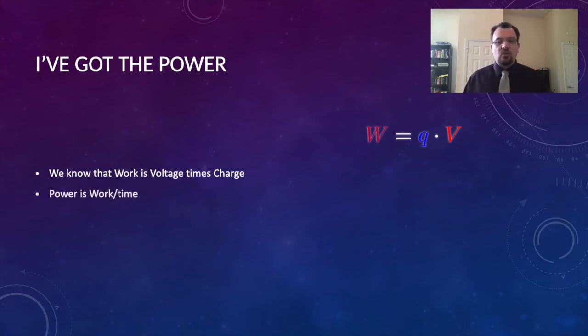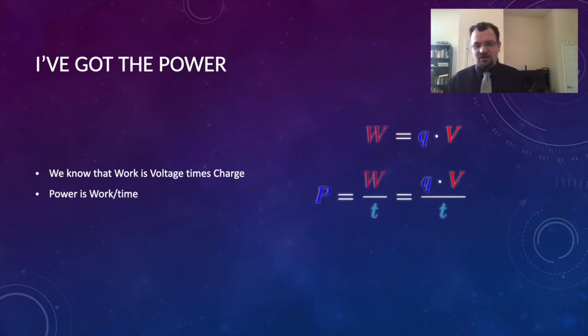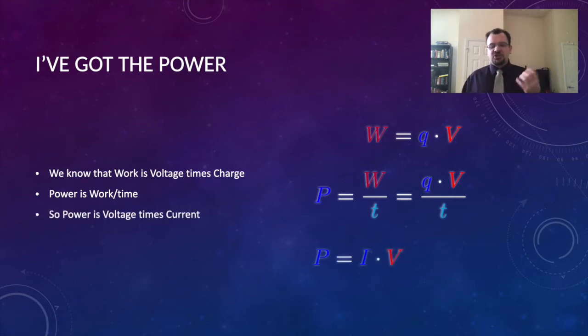We know that power is work over time, and that means that power is also charge times the voltage over time. And we also know that charge over time, that flow of charge per unit time, is called the current. So this gives us a new equation. The power flowing through that light is equal to the current times the voltage.